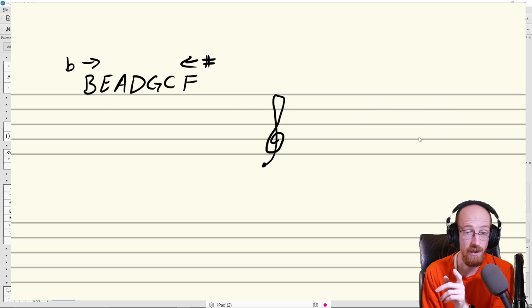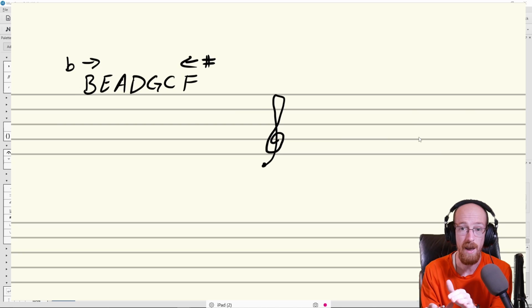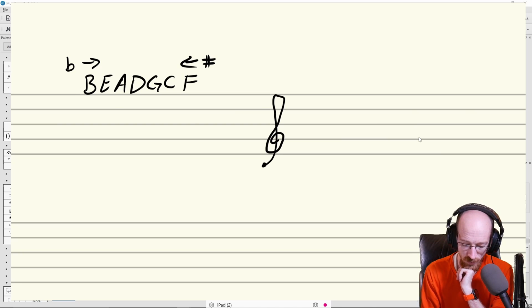Now let's look at natural minors. So natural minors can actually be made the exact same way. All you do is you start at A instead. If you start at A instead, it is the exact same thing. So if you know how to make majors, you can make minors for free.